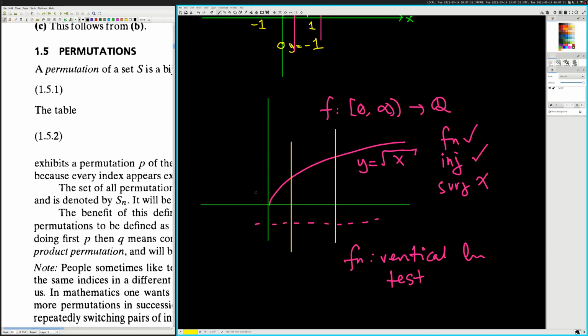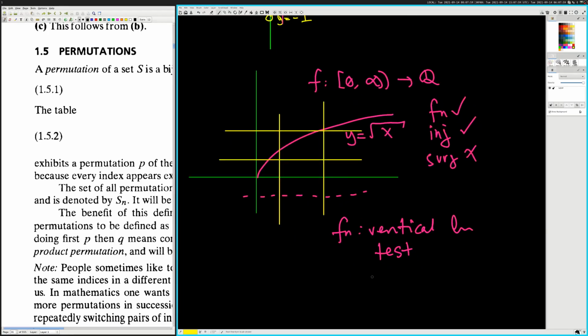For injective, you do a horizontal line test, and this applies in general. For injective, you do a horizontal line test to see. Well, it's sort of the opposite of the idea of a function. So for function, this will detect if it fails the vertical line test; if it fails, then it's a one-to-many map.